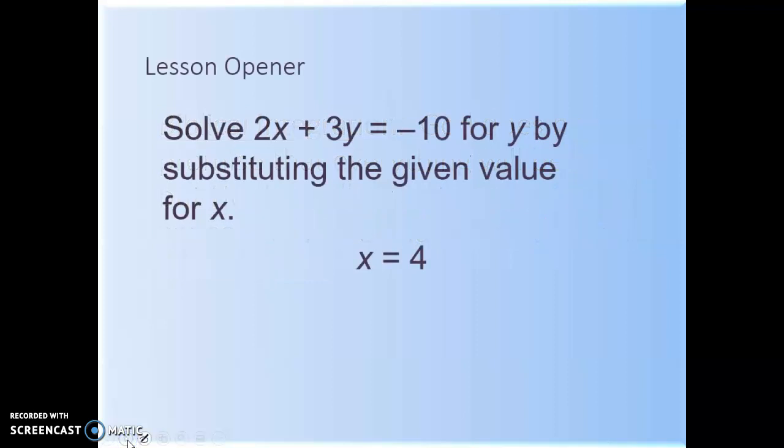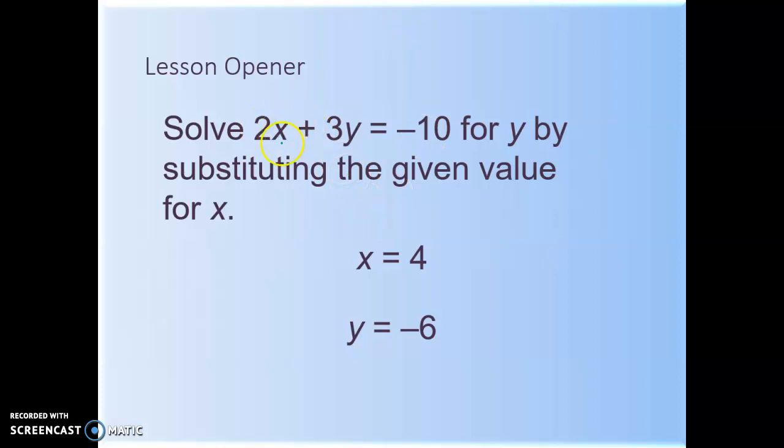Solve 2x plus 3y equals negative 10 for y by substituting the given value for x. This is just an evaluation problem, a plug and chug. So let's substitute x equals 4. Let's substitute that 4 in for x. And when we solve for y using algebra, we get y equals negative 6. If you don't know how we did that, let's go back and look at those steps here.